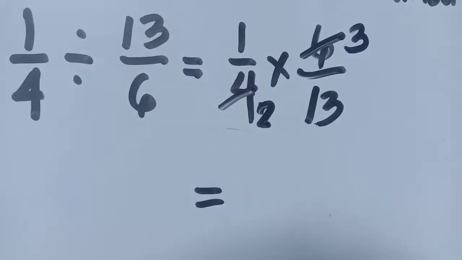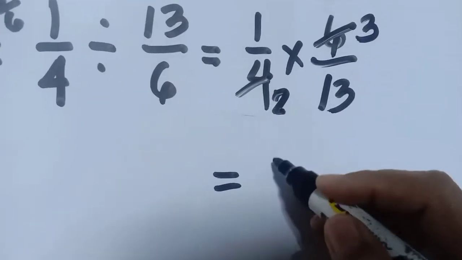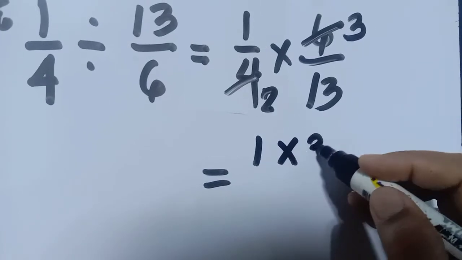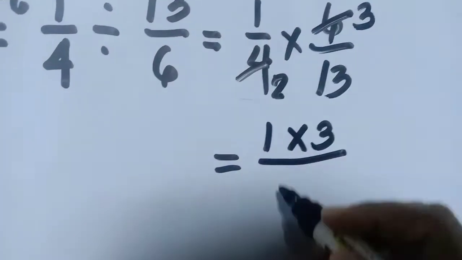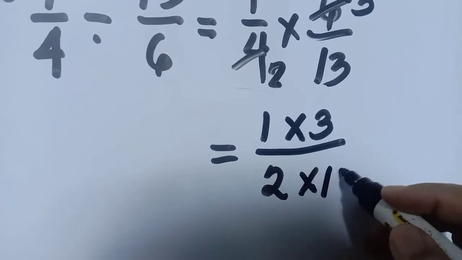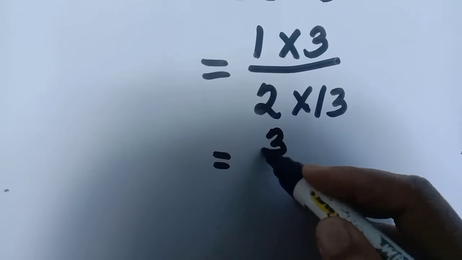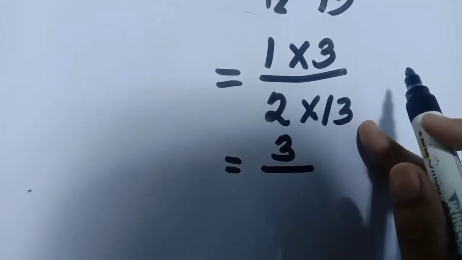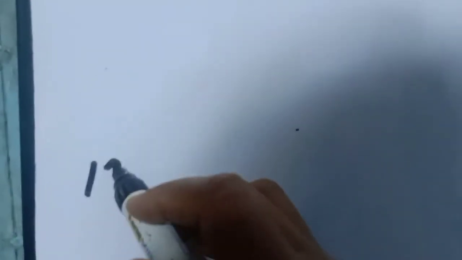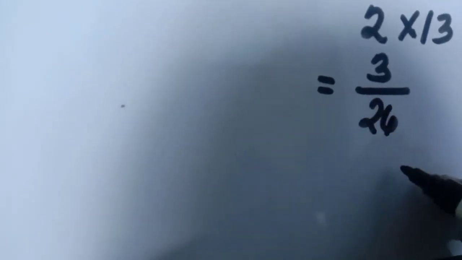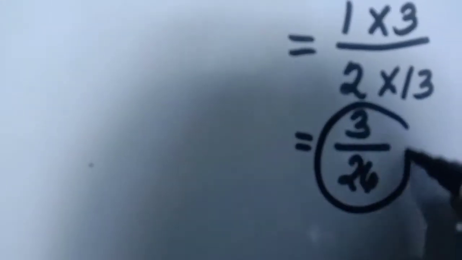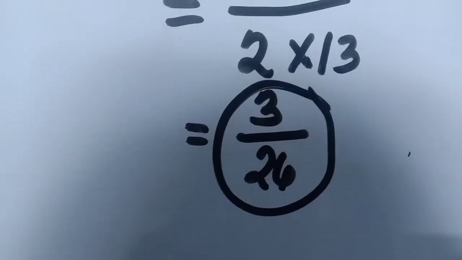Okay, so our numerator is 1 times 3. Ito yung natirang number natin sa numerator. Then 2 times 13 sa ating denominator. Okay, now we have 3 over 13 times 2. We have 13 times 2, 26. So 3 over 26. Okay, so our answer is 3 over 26.